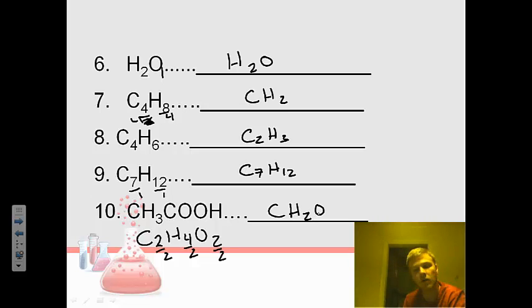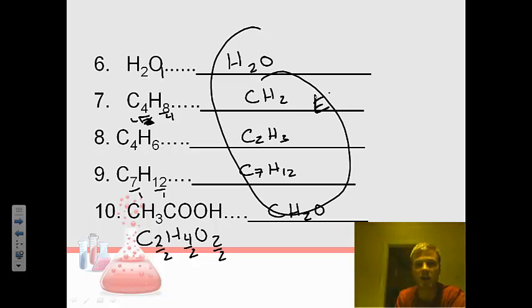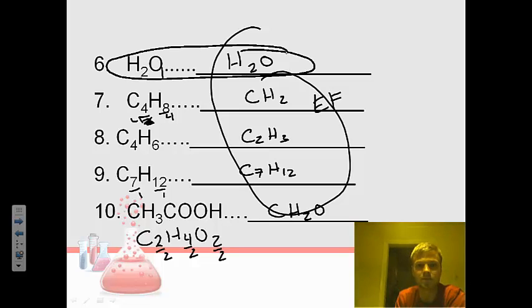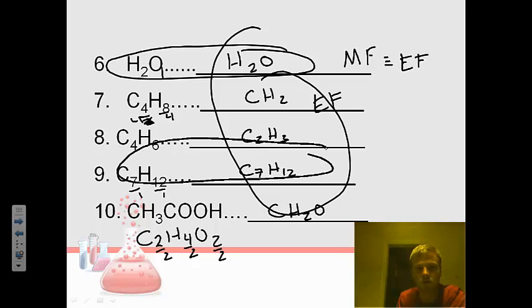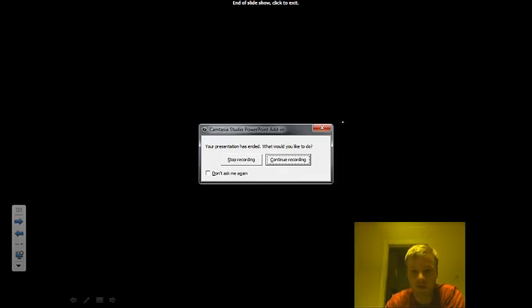Okay, so let's recap. All of these are my empirical formulas. They are reduced. All of these are my molecular formulas. And yes, in some cases, the MF can be the same as the empirical formula, like we had 2 of those. It's totally fair game. And that's kind of where we wrapped up.